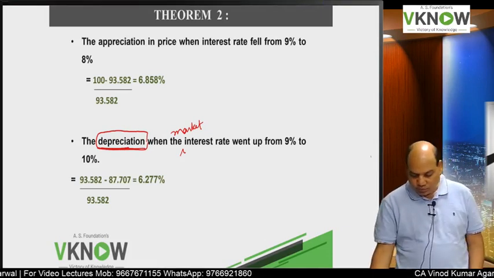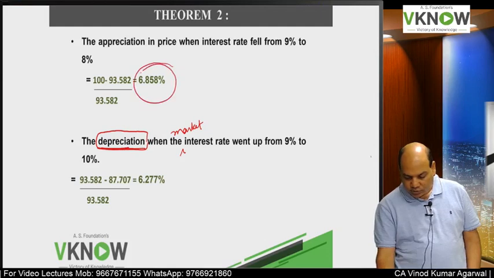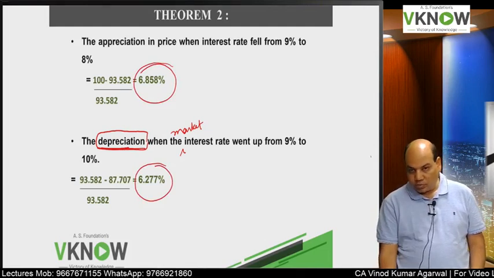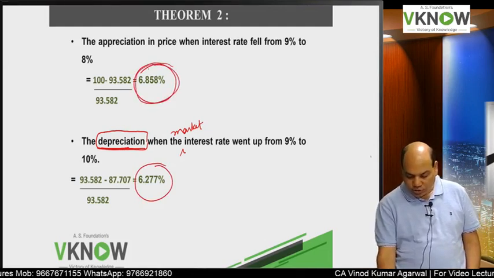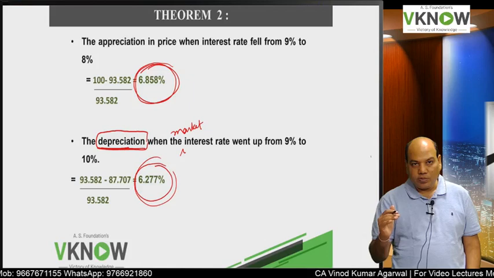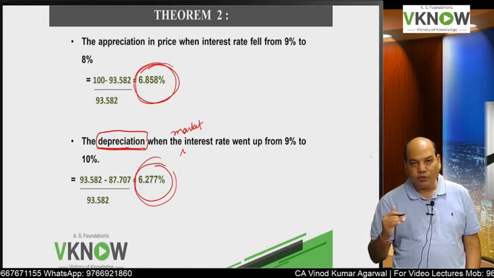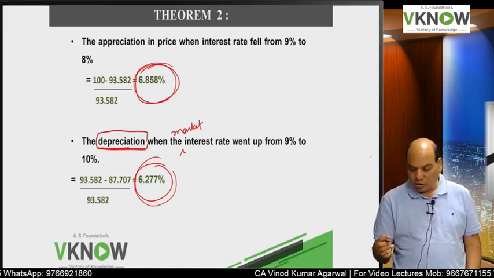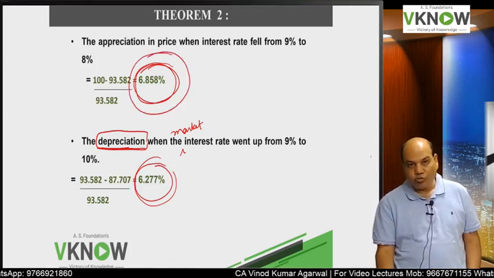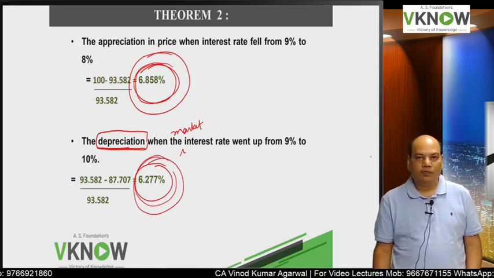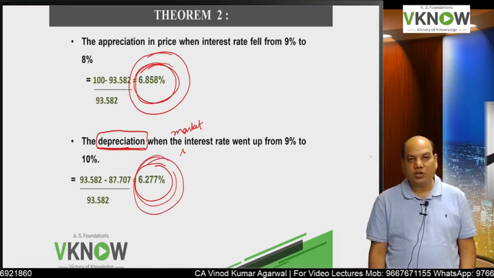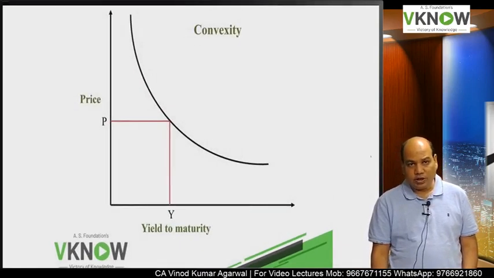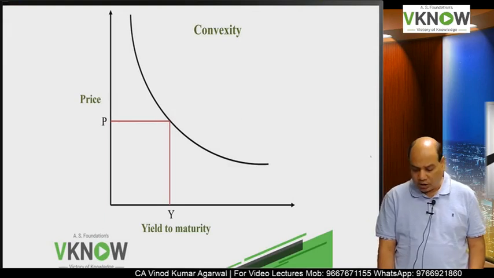Can you see that this is higher than this one? This change is higher than this. So when the YTM falls, bond price rises. When the YTM rises, bond price falls, but the rise is more than the fall for the same change in YTM. Okay, this I can understand with the help of a diagram also.